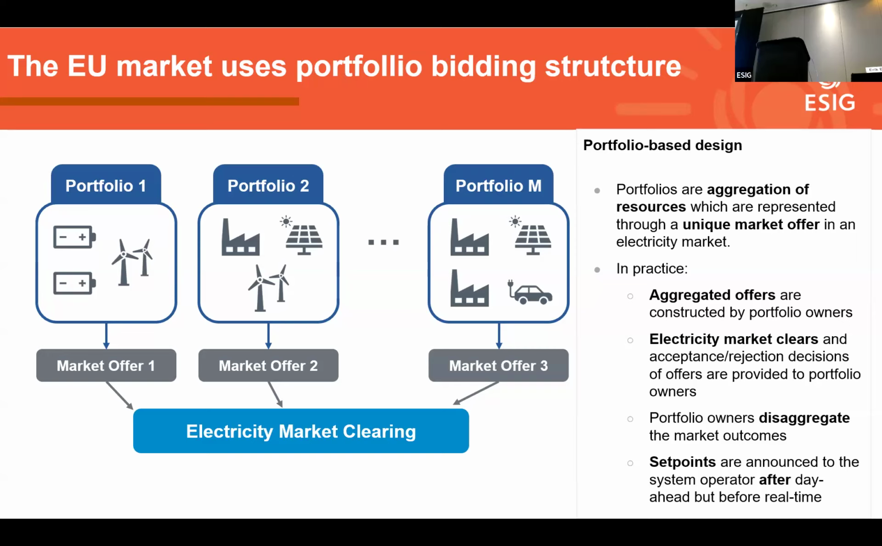But still, I need to announce to the transmission system operator, because they are the ones responsible to operate the grid, the set points of how I'm going to operate, of how I'm going to schedule my generation. And so this is done after the market. That information is not translated within the market.